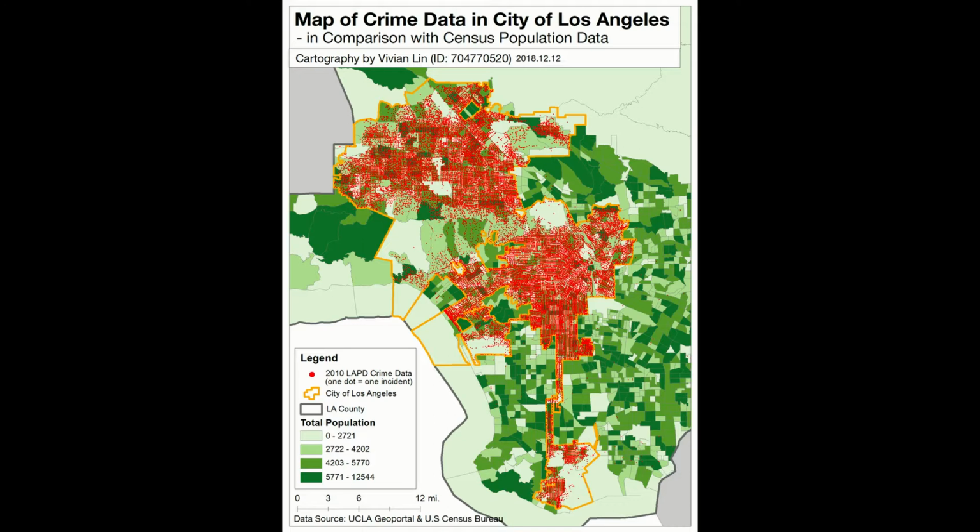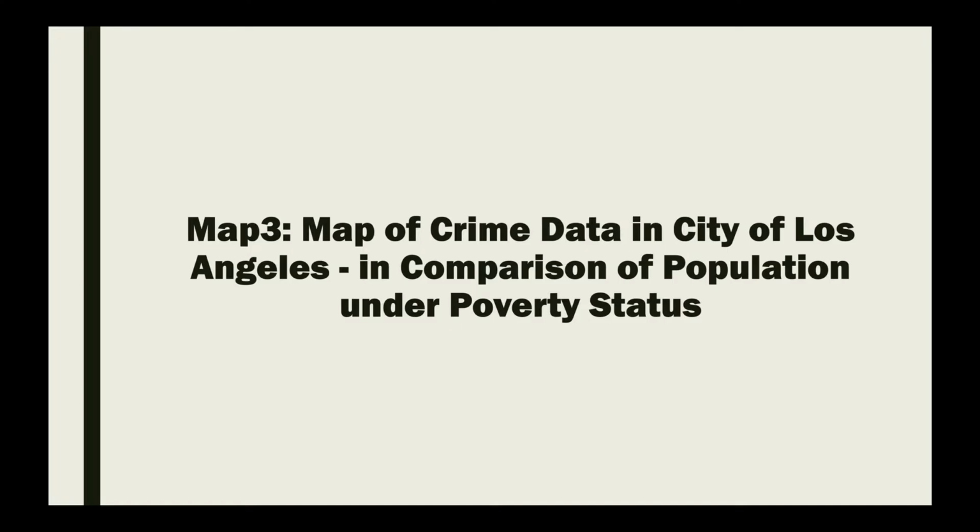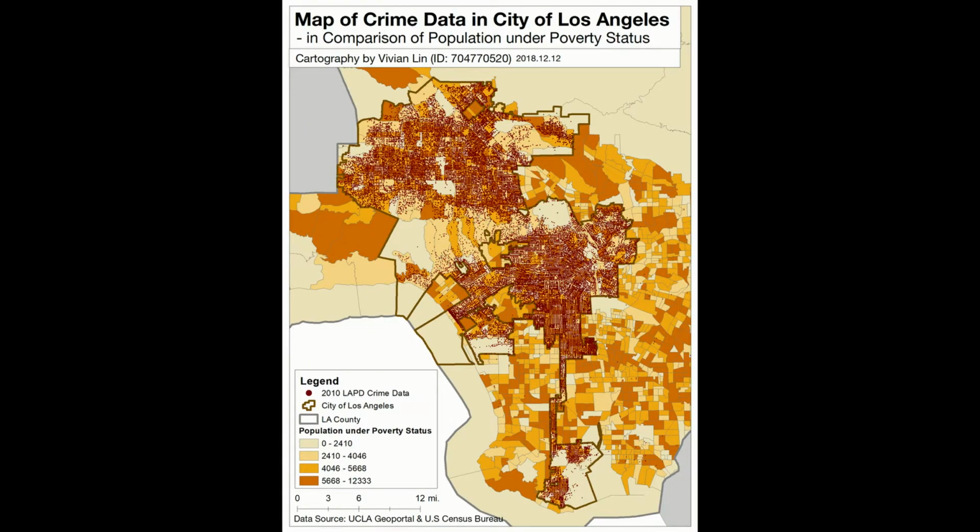The third map is the map of crime data in City of Los Angeles in comparison of population under poverty status. For the third map, I chose the theme of comparison between crime incidents and total population under poverty status in each census tract. I think the factors that we often relate to high crime rate are high population density and high poverty rate. So I chose these 2 factors for my 2 separate maps for the readers to perceive the trend.